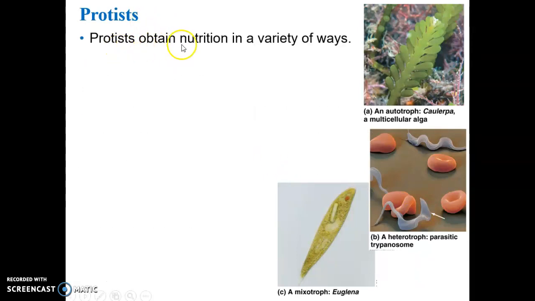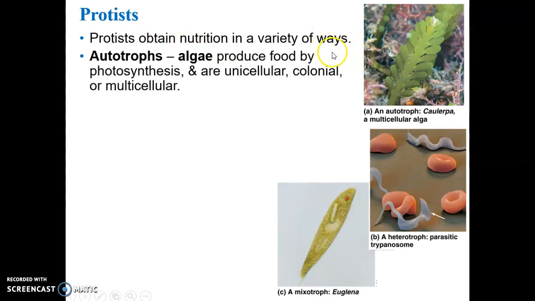So protists obtain nutrients in a number of ways. There are some photosynthetic protists, the autotrophs. So remember, if you're an autotroph, you can produce your own nutrients, usually through photosynthesis. So the autotrophic photosynthetic protists are called the algae. Some are unicellular, some are colonial, and some are multicellular. What they basically have in common is that they are green or kind of gold in color.